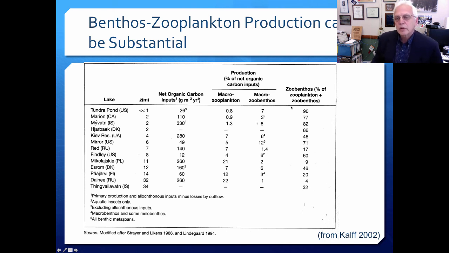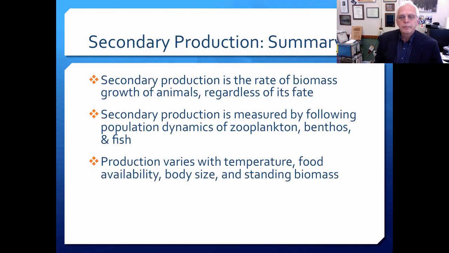Likewise, zoobenthos can be very important. It's less easy to study, but this is the percentage of production that's represented by the zoobenthos, and you can see that it can be a very large number depending on the lake ecosystem that you are considering.